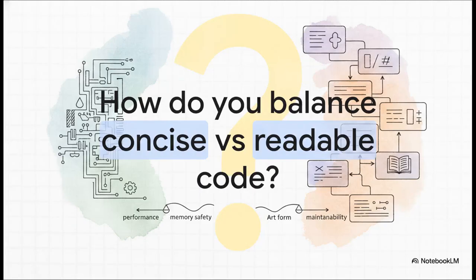So, I'll leave you with this. Where do you draw the line between concise code and readable code in your own projects? Do you prefer the elegant, strict one-liner that completely prevents the thunk chain, or do you lean towards the verbose, step-by-step recursive loop that literally any developer can read at a glance? Balancing performance, memory safety, and maintainability, it really is an art form.